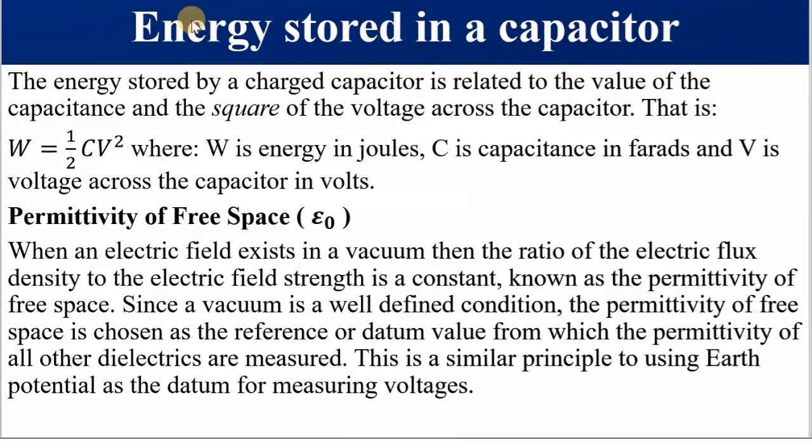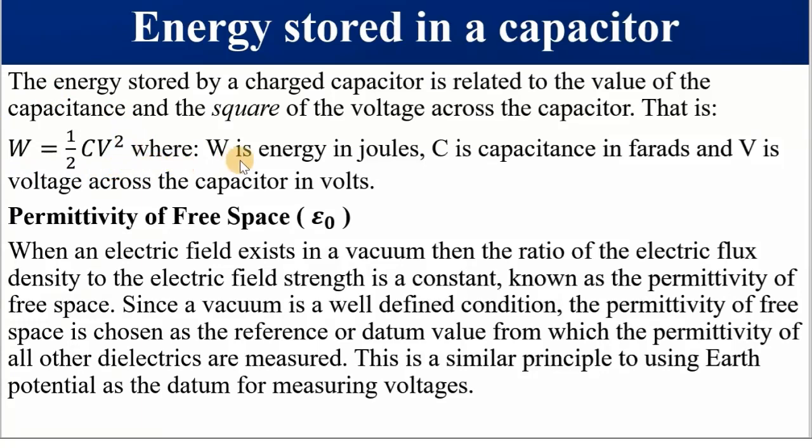We said a capacitor stores electric energy in its electric field. Hence, we want to find the formula for calculating energy stored in a capacitor. We will not derive it, but it is also possible to derive it. Energy stored by a charged capacitor is related to the value of the capacitance and the square of the voltage across that particular capacitor. That is to say, energy, symbol capital W, is equal to half CV squared, as stated above. Guys, you must also know this by head or by heart, whatever is easier for you.